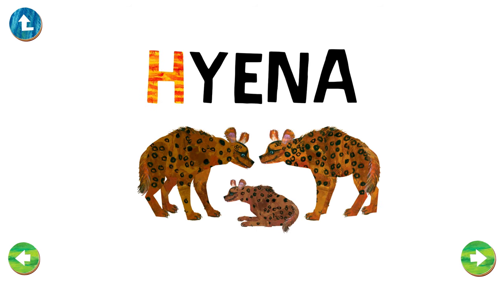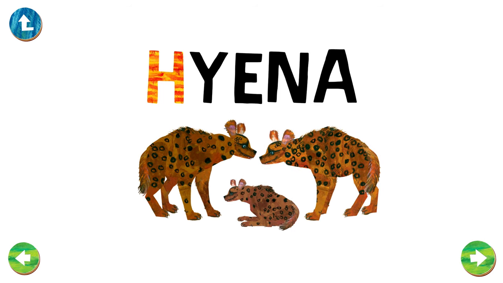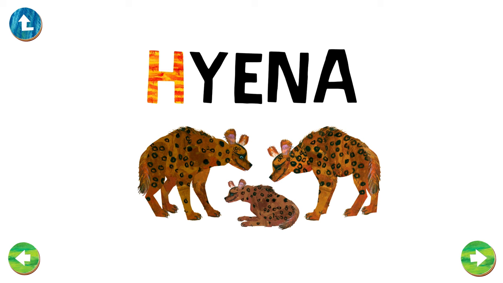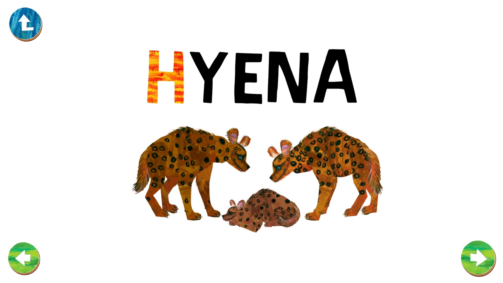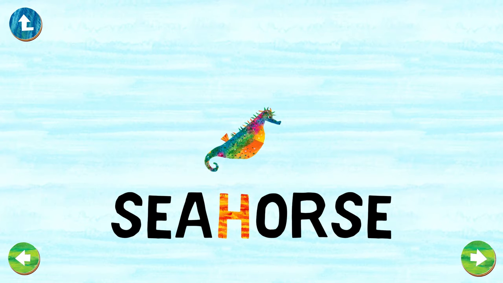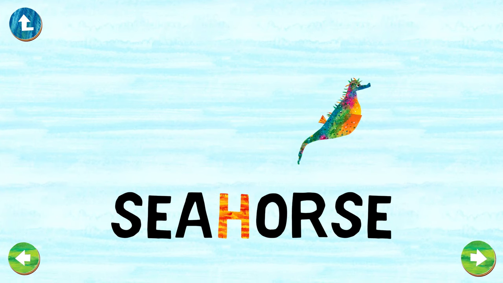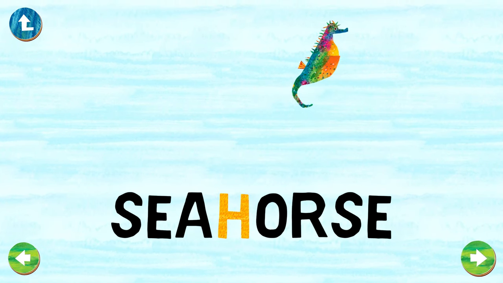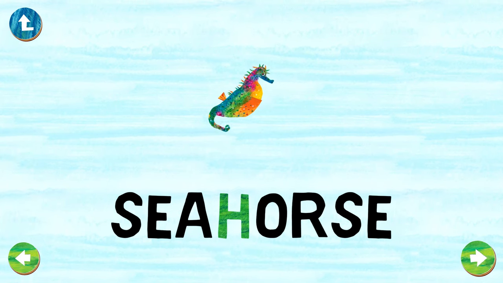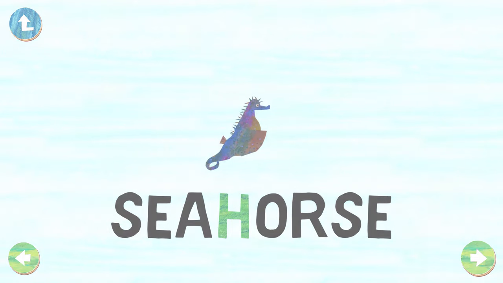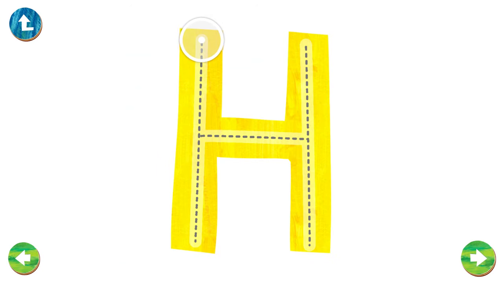H is for hyena. Hyena. H. Huh. Hyena. H is in the word seahorse. Seahorse. H. Huh. Seahorse. Trace the letter H with your finger.